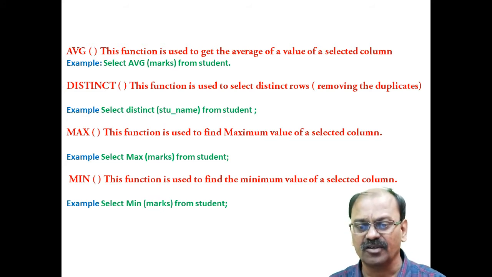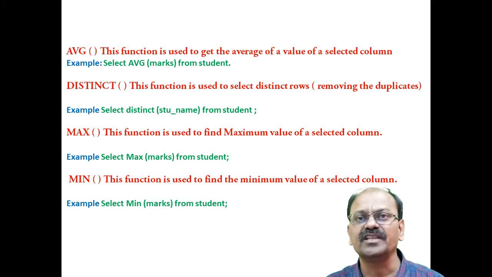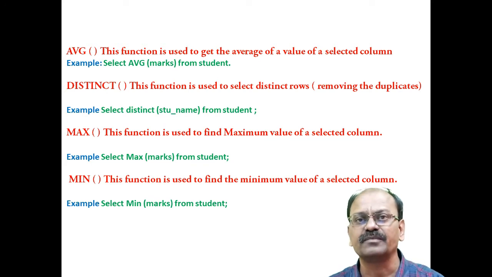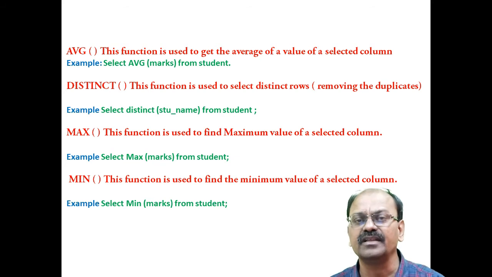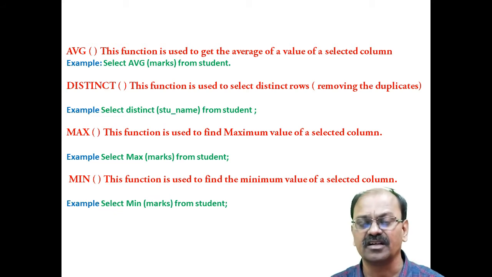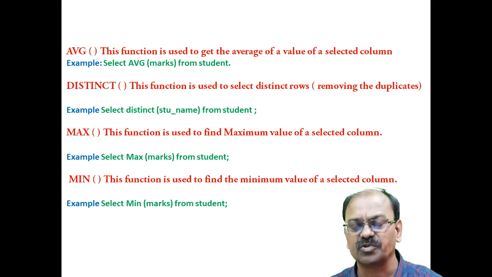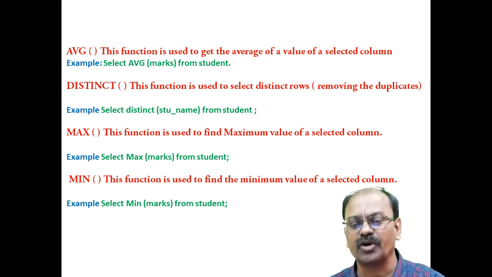This function is used to select the distinct rows, that is, removing the duplicates. For example, we can say SELECT DISTINCT student name FROM the table called student. Here I am removing the extra names of the same names. For that purpose I can use the DISTINCT command. I can also use SELECT DISTINCT employee name FROM the employee table.